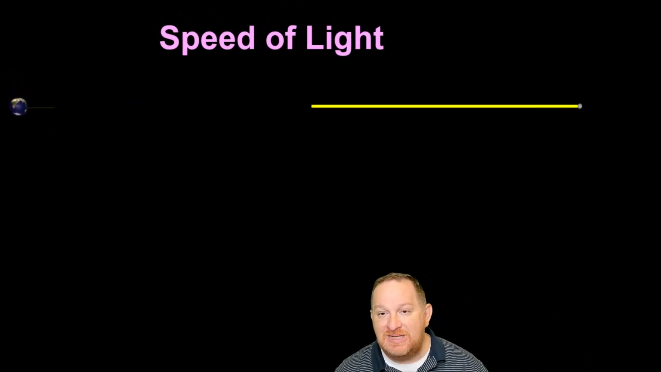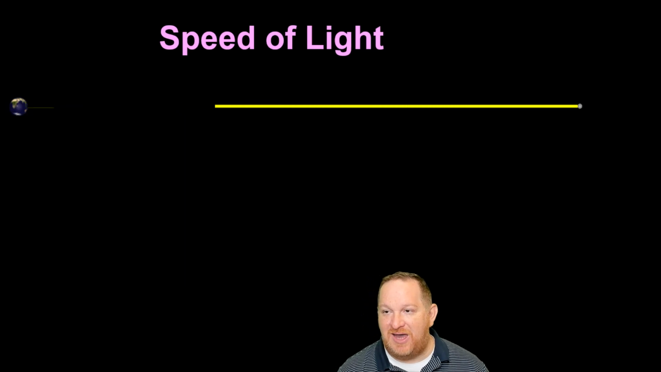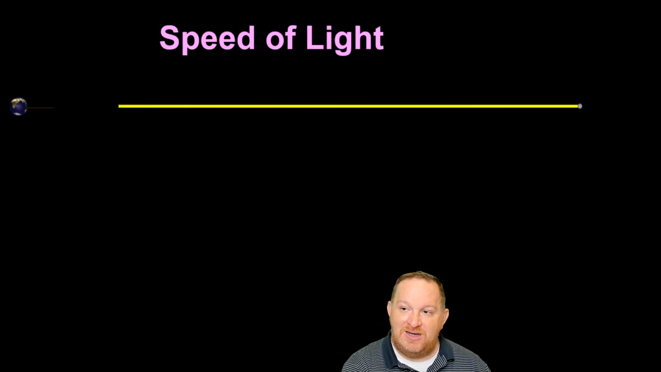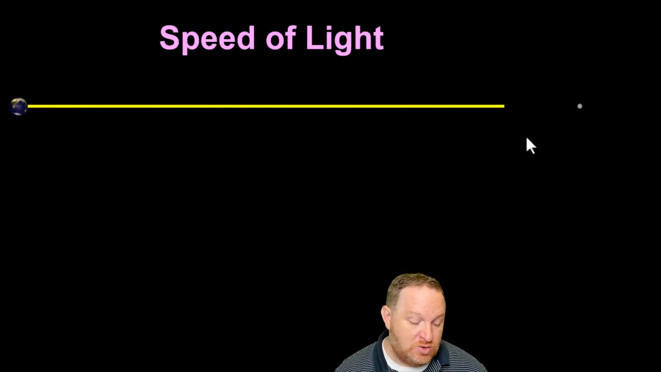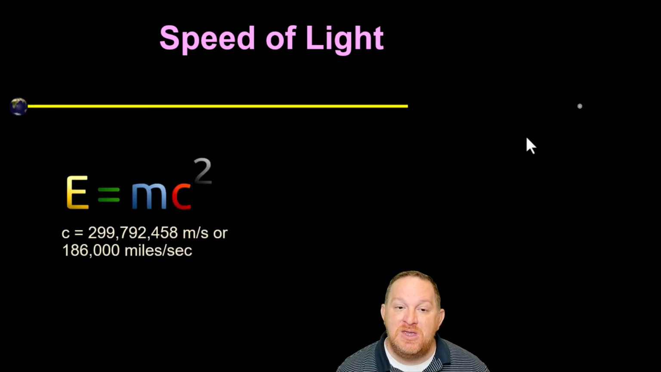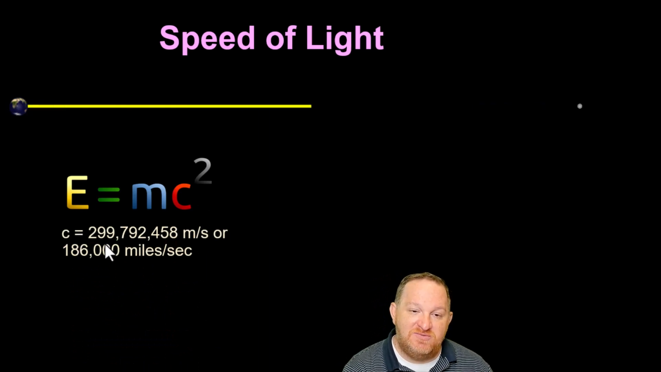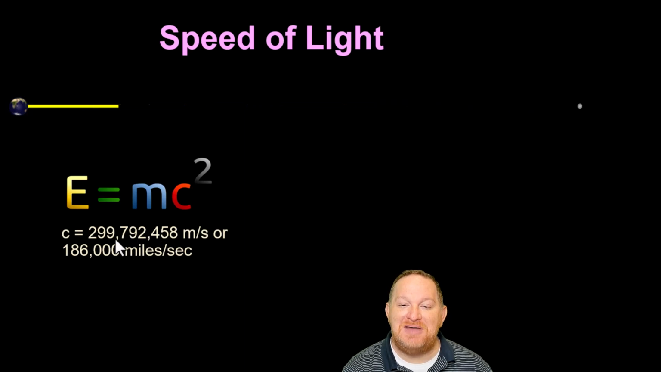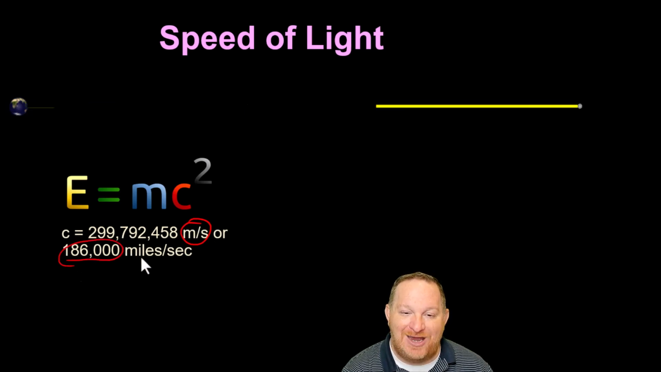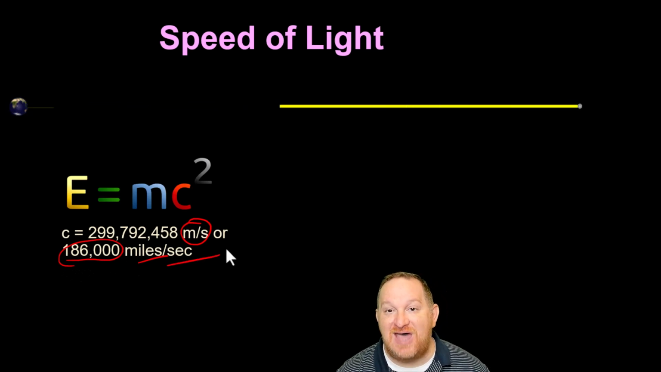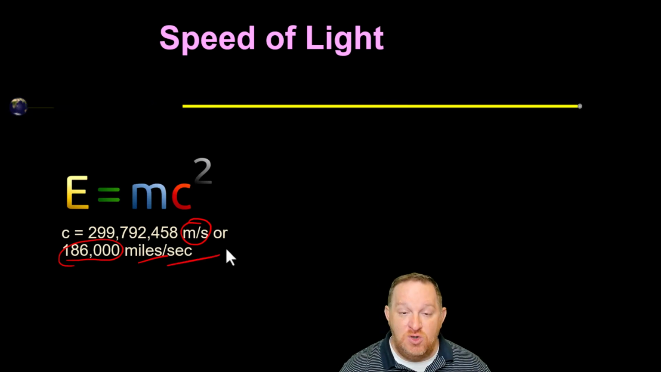So let's get into this idea of the speed of light a little faster, right? Here we have light going from the Earth to the moon pretty quickly, at the speed of light. So we have calculated that the speed of light is actually 299,792,000 meters per second. If you are in the United States and you need that converted, that's actually 186,000 miles per second. That is how fast light is moving.